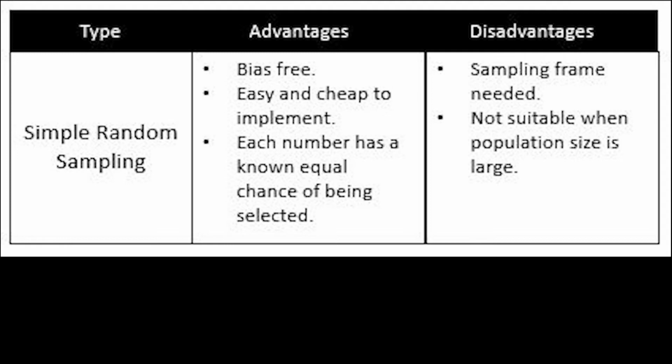So some disadvantages that you can quote are that we actually have to have a sampling frame to be able to undergo simple random sampling. We have to have that list, that register, that database for us to pick our sampling units from. And because of that, this isn't very suitable if we're working with a population whose size is actually quite large.